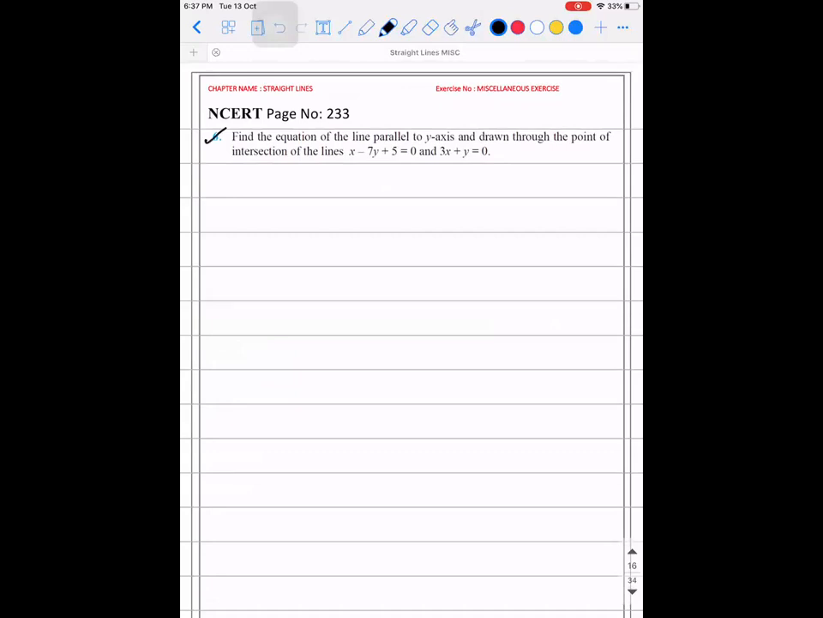Next. Find the equation of line which is parallel to y-axis and drawn through the point of intersection of the lines x minus 7y plus 5 and 3x plus y is equal to 0. So there are two lines. One is x minus 7y plus 5 is equal to 0. Then you have 3x plus y is equal to 0. There is a line passing through the point of intersection of these two lines, and it is parallel to y-axis.